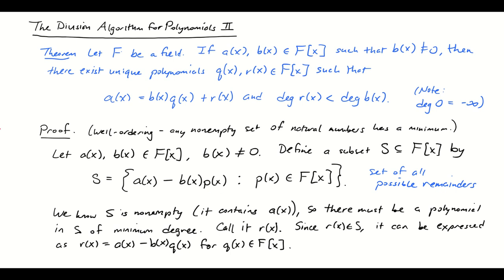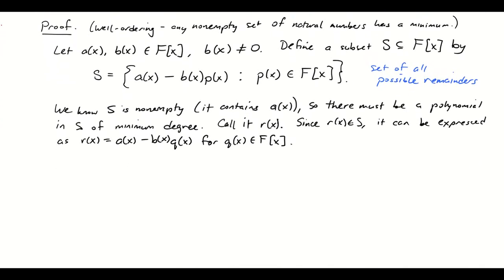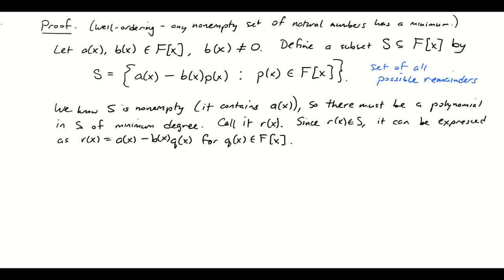And why q of x? That's because I believe that whatever polynomial makes that happen, that's probably going to be our quotient. So I think that whatever polynomial in this set has the minimum degree, that's going to be the remainder we want. And the p of x that gives us that remainder, that's going to be the quotient we want. And now we're going to show that all of those things are true, that those really are the objects that we want.